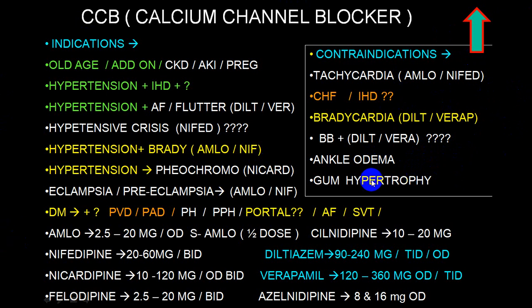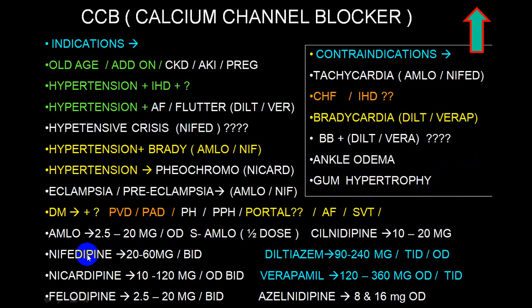Some persons also develop another complication we call gum hypertrophy, which is usually detected very frequently by a dentist, and by stopping the calcium channel blocker, gum hypertrophy will reverse. So that is another contraindication for CCB. Amlodipine is a long acting drug, so usually OD, right from 2.5 milligram to a maximum of 20. With a higher dose, the chances of ankle edema, gum hypertrophy, tachycardias, etc. are more common. So take care of that.